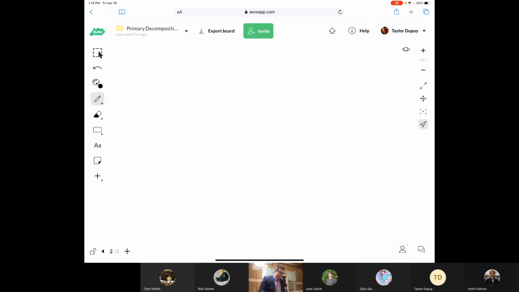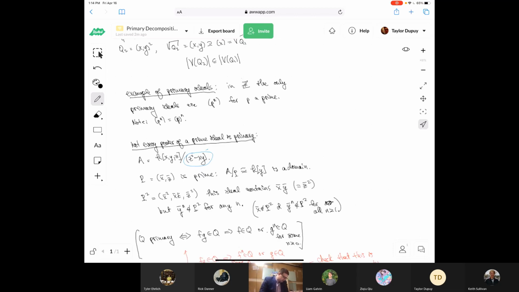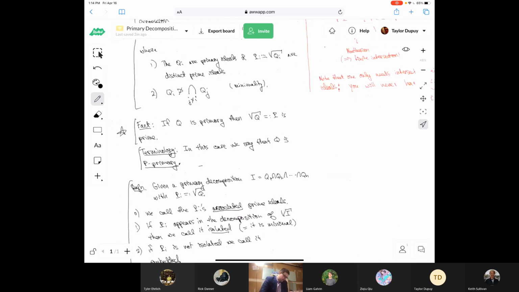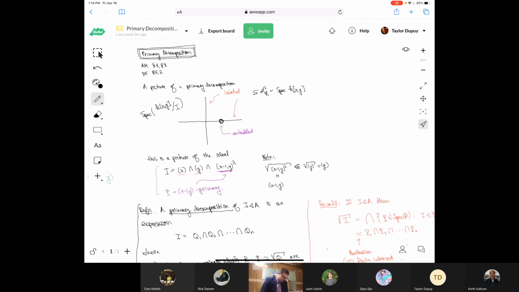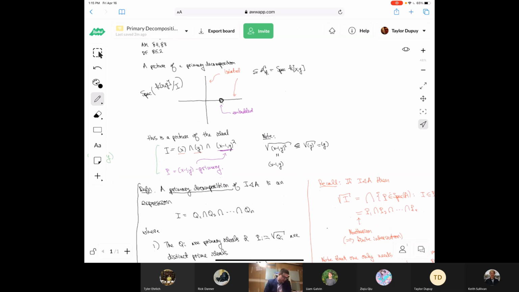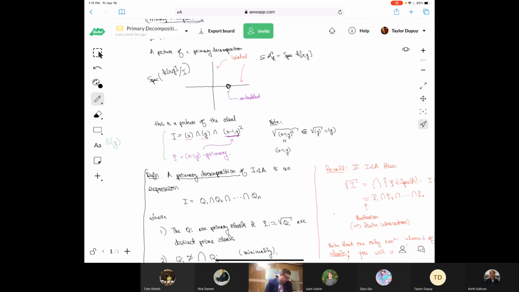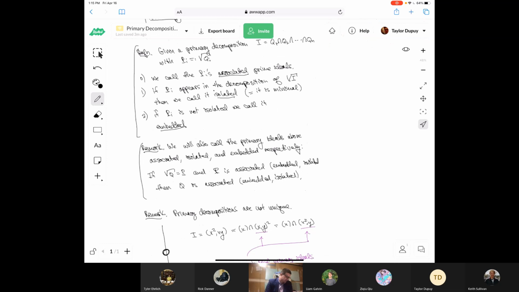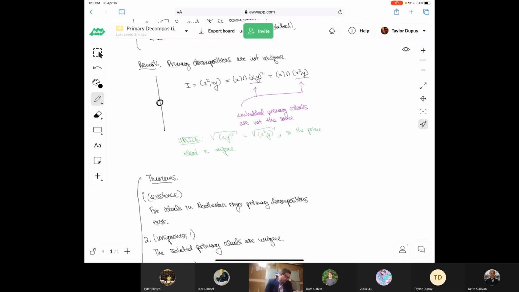So let's recall where we were. Last time I introduced the idea of a primary decomposition. I claimed that in Noetherian rings, this is about a decomposition of an ideal into a finite intersection of primary ideals, which is essentially showing that the scheme has finitely many irreducible components. Then we did a little bit about primary ideals, some basic properties, and I showed you that primary decompositions are not unique via this example.